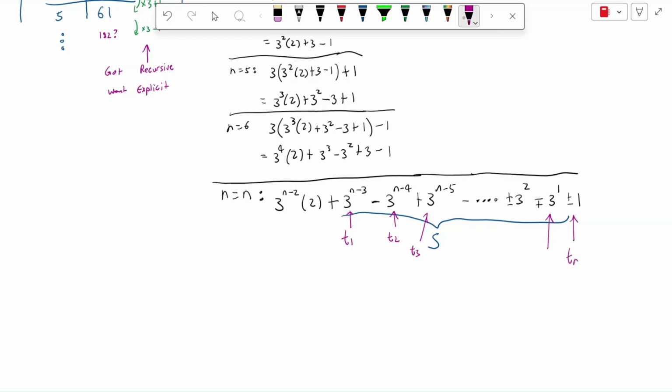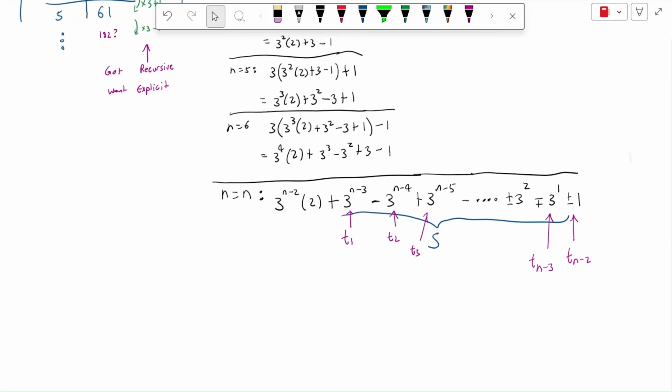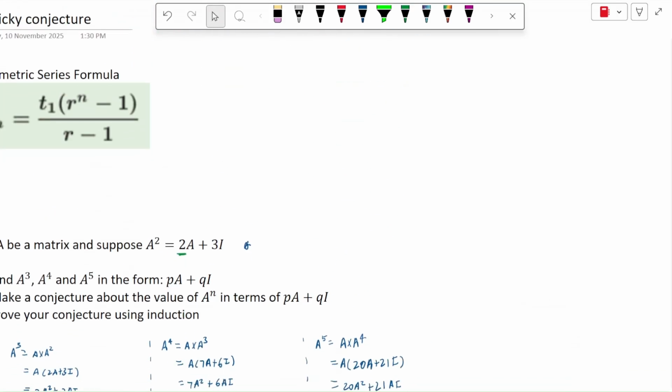This is T of n take 2. There are n take 2 terms in total, because that one there is sort of 3 to the 0, so sort of n take 2. This is T of n take 3 here, just like that. Okay, so we need a sum for a geometric sequence, which conveniently I prepared before.